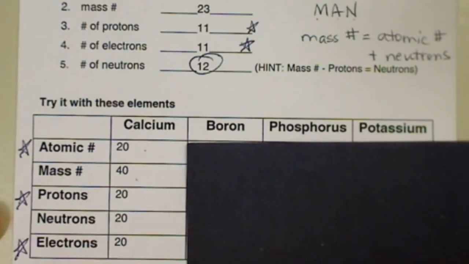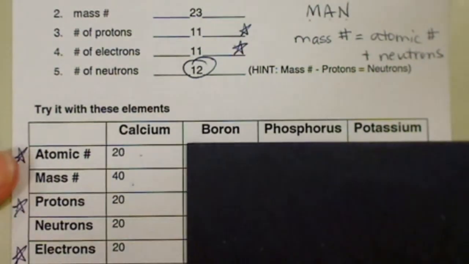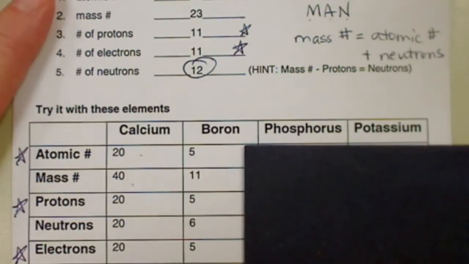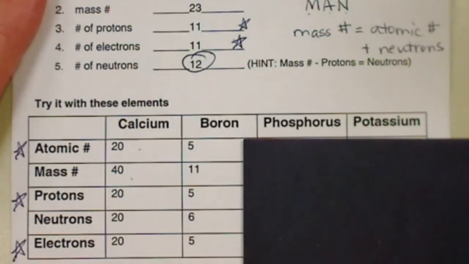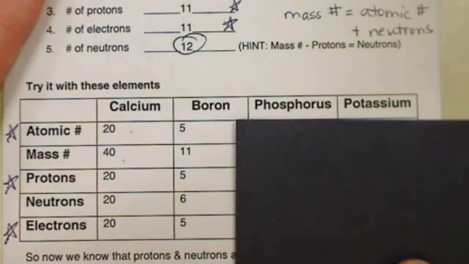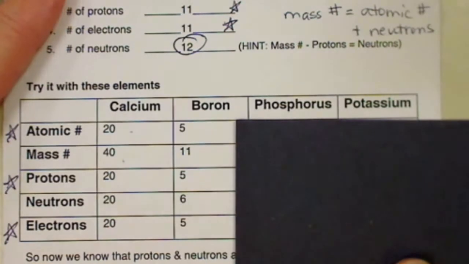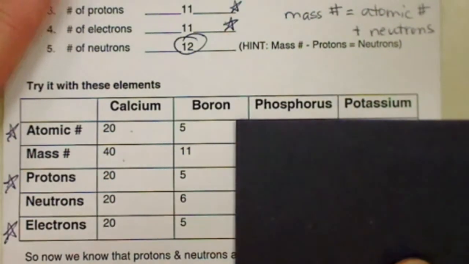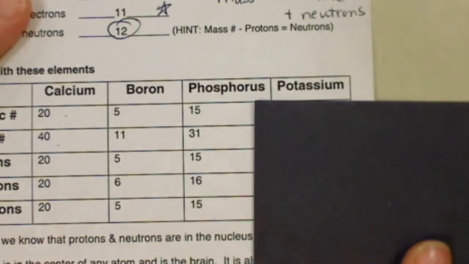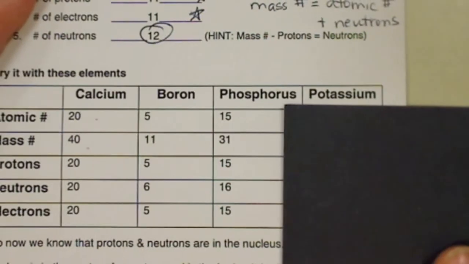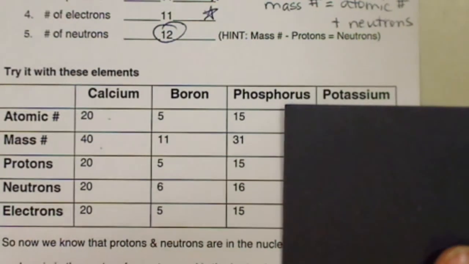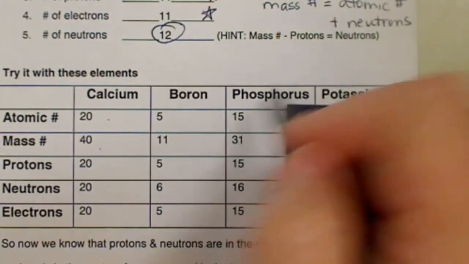Now do boron and pause. Boron has an atomic number of 5, mass number 11, protons are 5, neutrons 6, electrons 5. Now do phosphorus. Pause. Phosphorus has an atomic number of 15, a mass of 31, protons 15, neutrons 16, electrons 15.